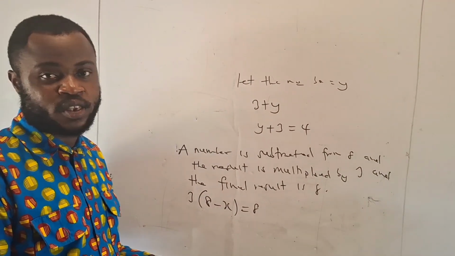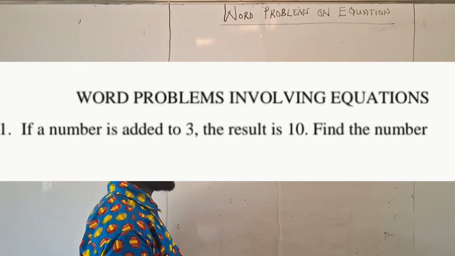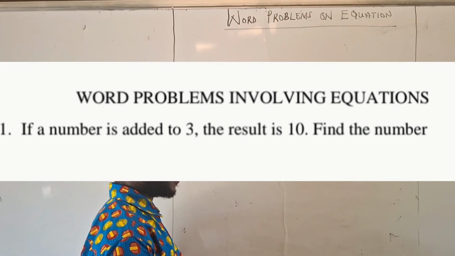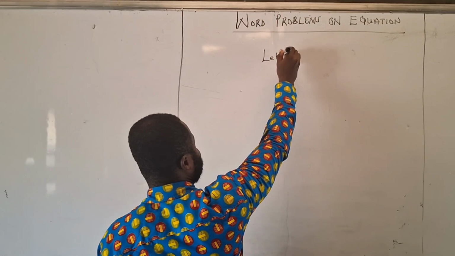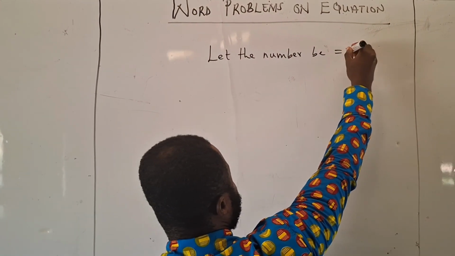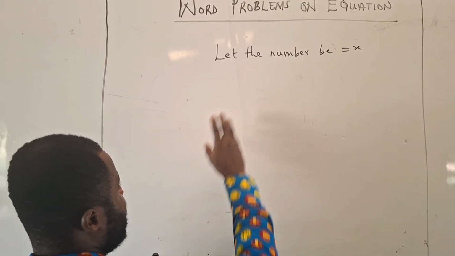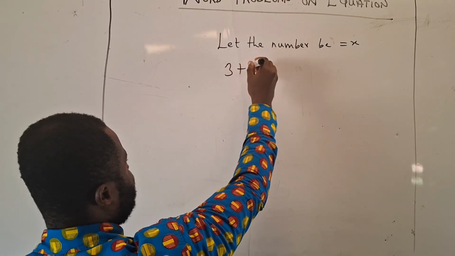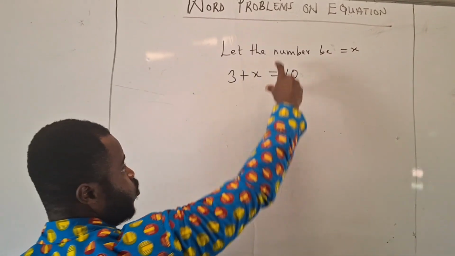So we are going to take our first question on this. As the question is posted on the screen, if a number is added to 3, the result is 10. Find the number. So here, let the number be equal to x. We don't know the number. So if a number is added to 3, we are going to add this unknown number to 3. So it's going to be 3 plus x. They say the result is 10. The result is only 1, so this is where you bring the equal sign.